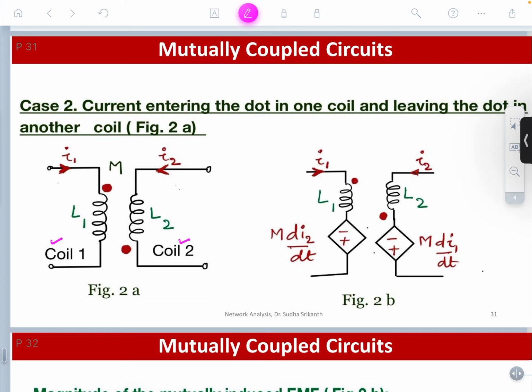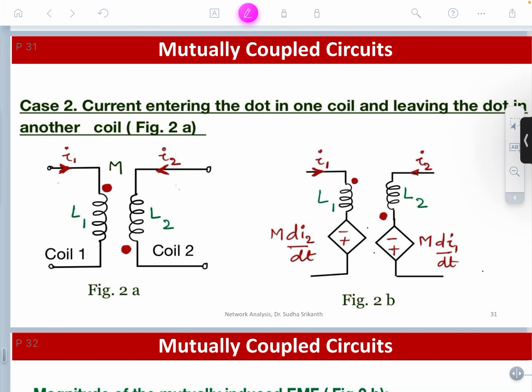I2 is entering the undotted end and leaving the dotted end, whereas I1 is entering the dotted end and leaving the undotted end. They produce opposing fluxes. So if this is the situation, how do we get the polarity with dots? How do we take the polarity?